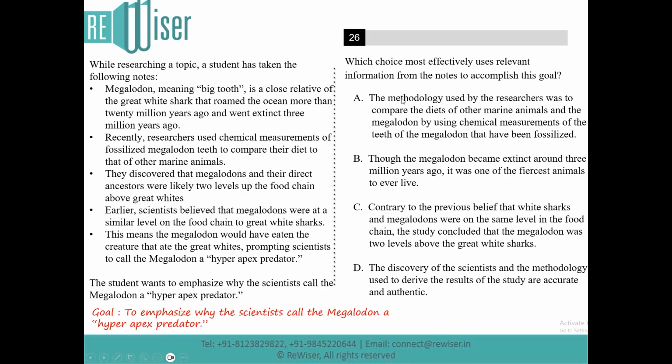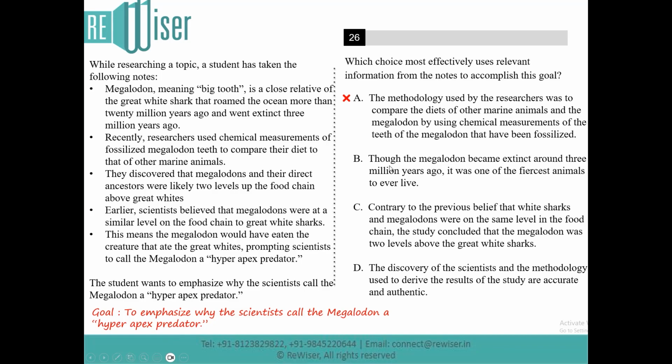So option A: the methodology used by the researchers was to compare the diets of other marine animals and the megalodon by using chemical measurements of the teeth of the megalodon that have been fossilized. Now option A just describes the methodology used by scientists. It doesn't give us the reason scientists call the megalodon a hyperapex predator. So A can be eliminated.